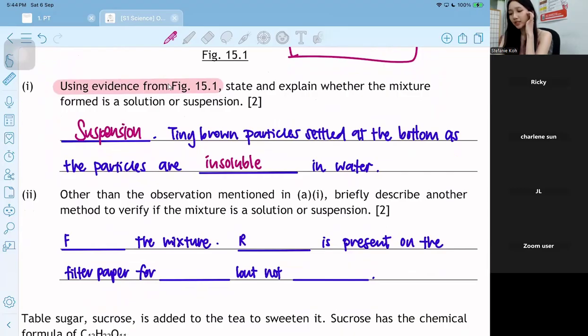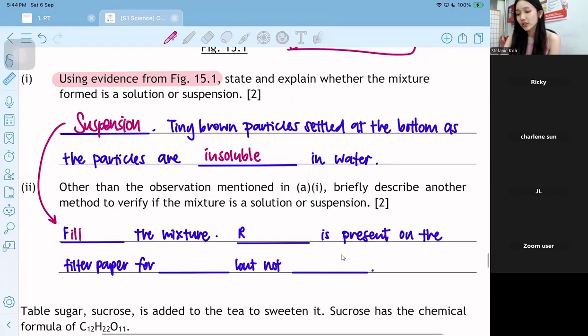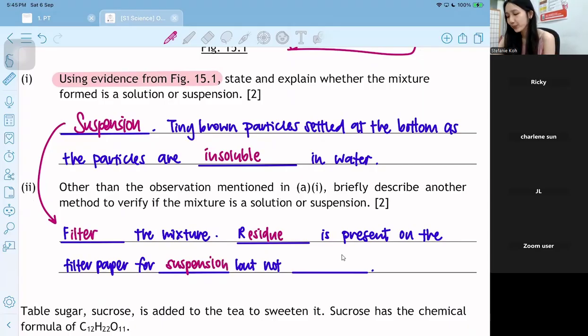And then for suspensions, we can confirm and verify if it really is a suspension, like sand and water. Next person would be Ian, done already. Police. What can we do to the suspension? Filter, and what would you see on the filter paper? Residue. Yep. So for suspensions, you will see residue, but for solutions, you won't see any residue. That's how you confirm.